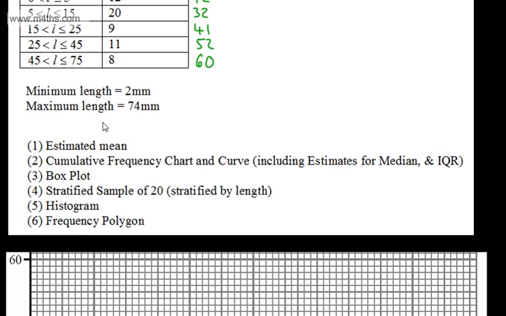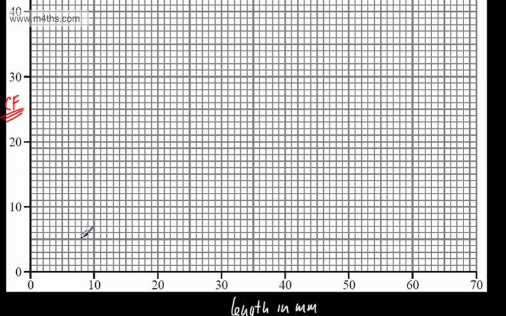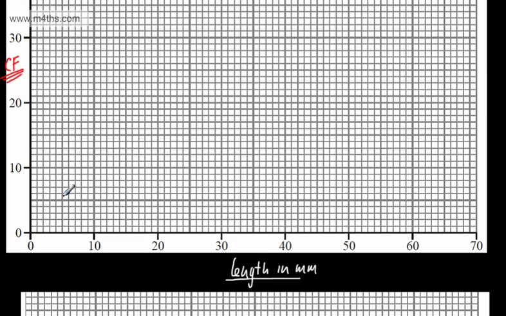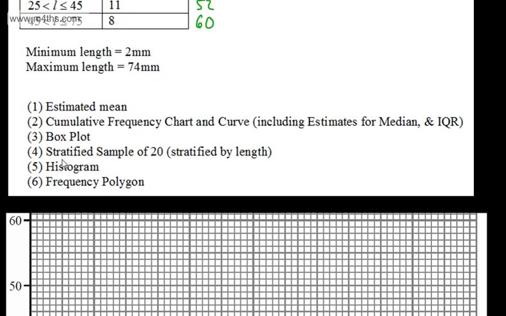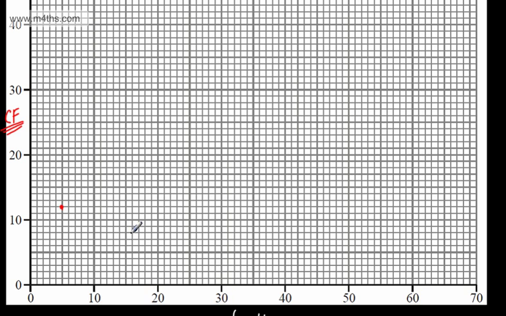When we plot the cumulative frequency curve, we plot at the end of the class interval. So by the end of the 0 to 5, I've got 12. So what I do, I find 0 to 5, and then I go up, and that gives me now 12. So I can put that first dot on. By the end of the class now, where we've got 5 to 15, we can see it's 32. So I find 15, which is just here, and then I locate 32, which is going to be just there.